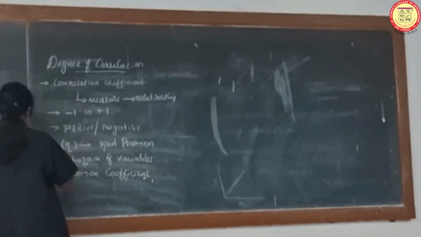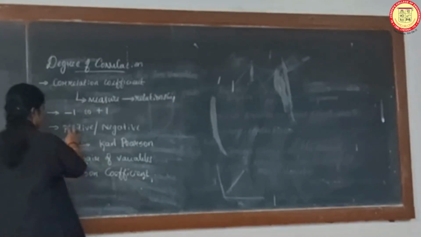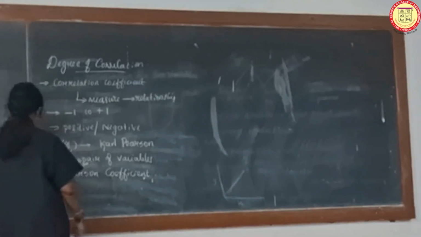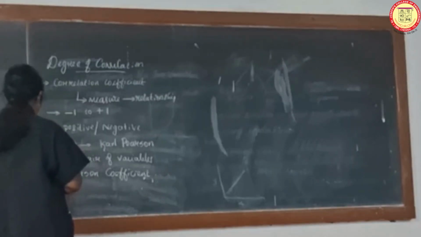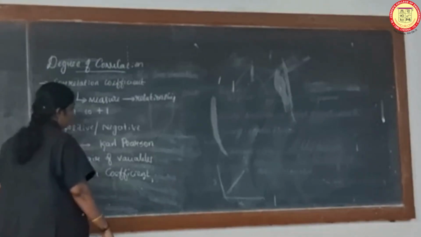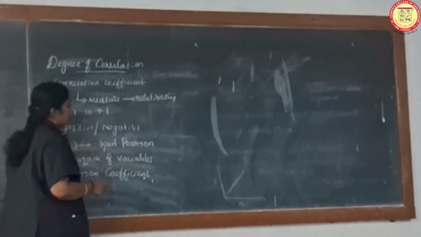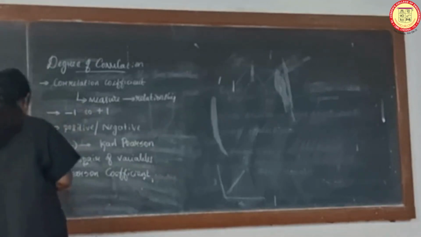So a number with a plus sign indicates a positive relationship, and a minus sign indicates a negative relationship. When the value of R approaches either -1 or +1, it is a stronger relationship. If the value is very close to 1, it is said to be a stronger relationship. If the value is very close to 0, it is said to be a weaker relationship.